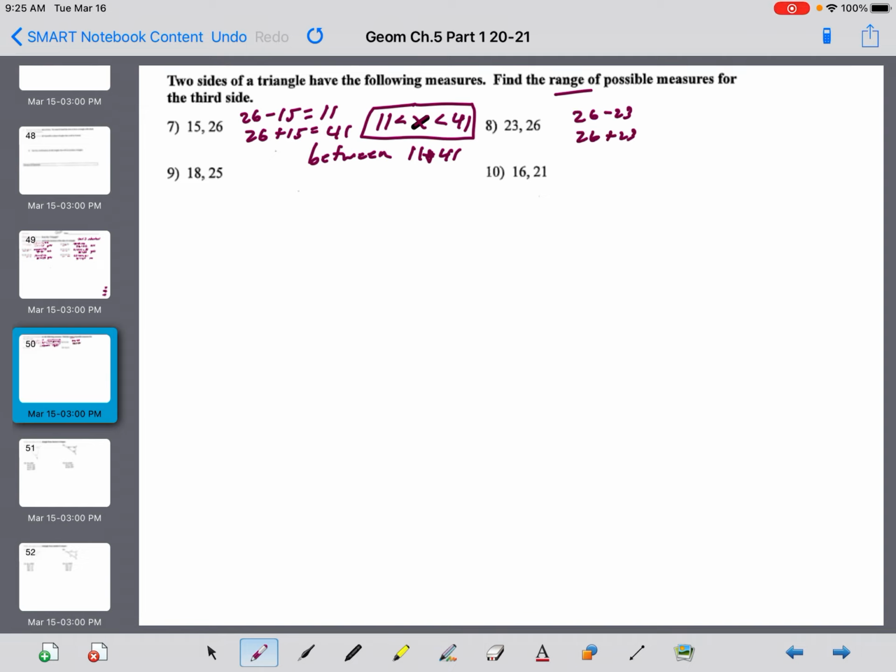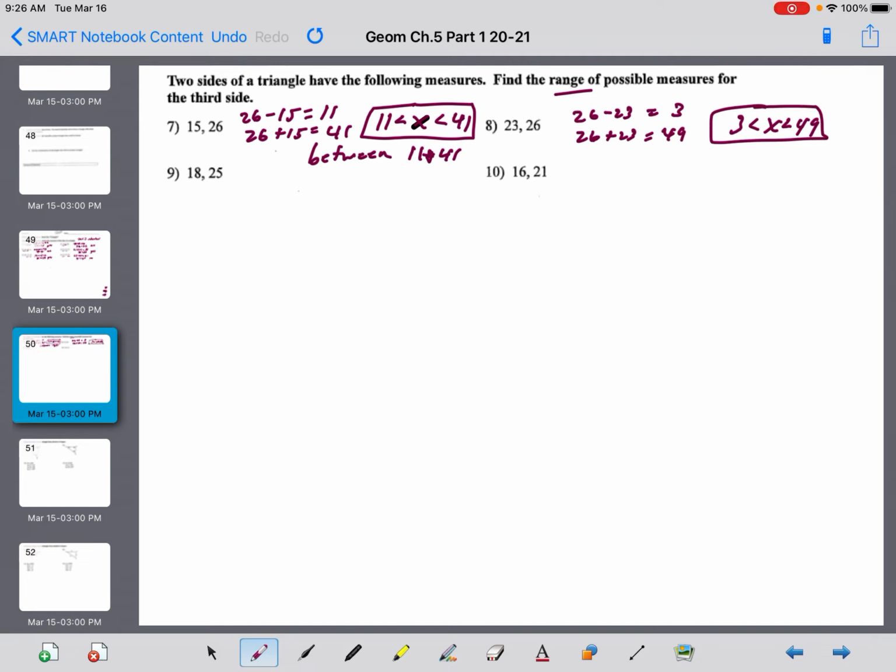All right, number 8, subtract and add. If you set up your subtraction and accidentally get a negative, just ignore it, because you can't have a negative distance. So if you did this one and did 23 minus 26, you get negative 3, but you actually want to write it as a positive 3. 49 is the max, so between 3 and 49. Those are the possible ranges for the third side.